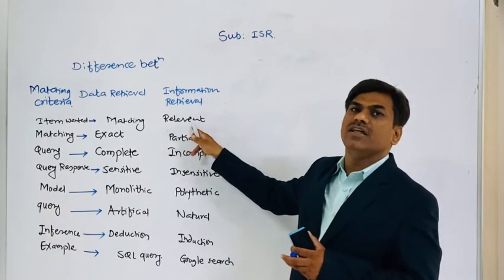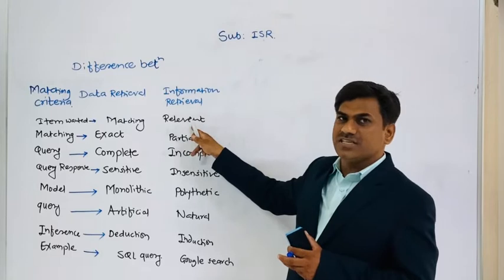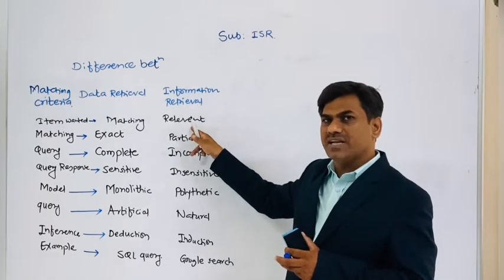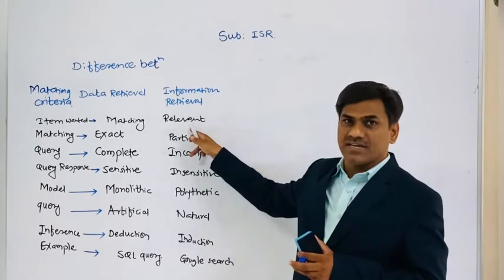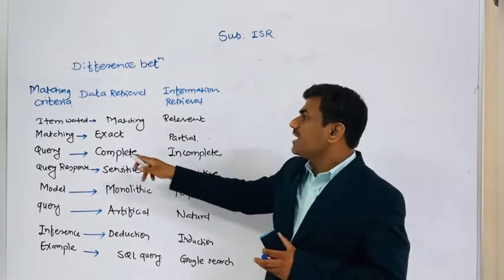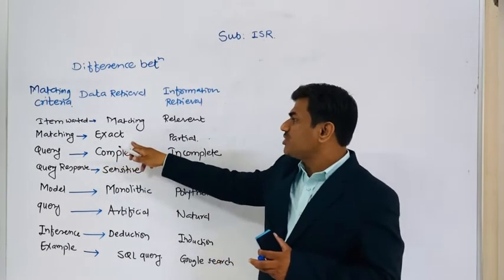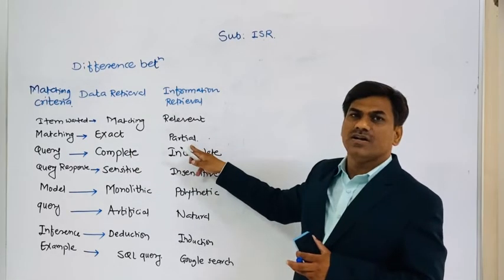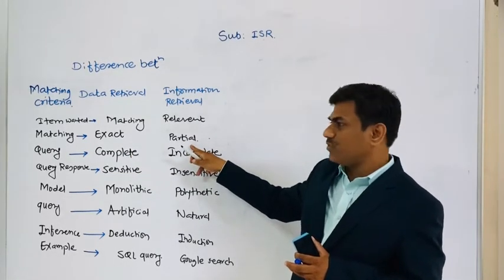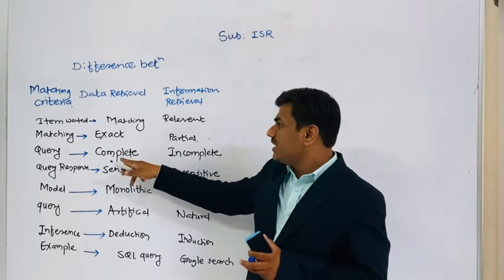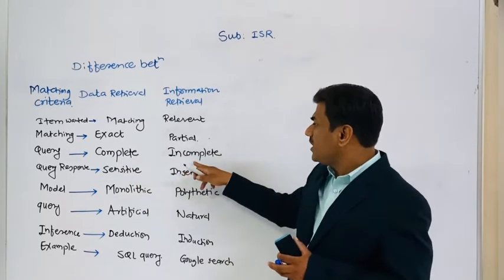the items that are relevant. Even if we don't get exactly matching answers, if we get a relevant answer, then also we are satisfied. The second point of difference is matching. Here in data retrieval exact matching we require, here in information retrieval partial or complete matching we require. Third is query. Here the complete query is there; here the query is incomplete.